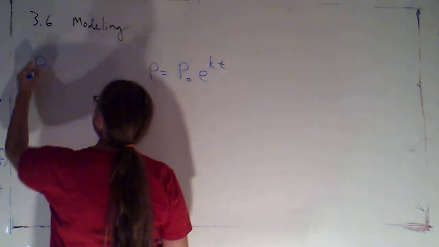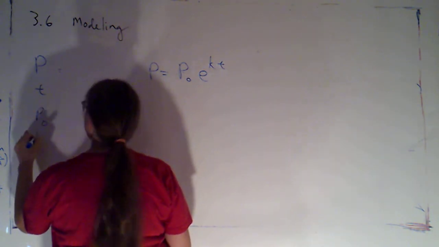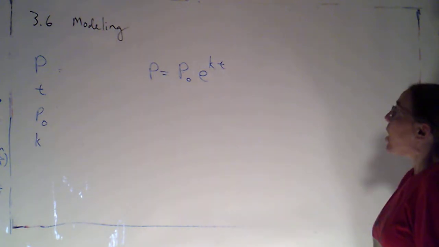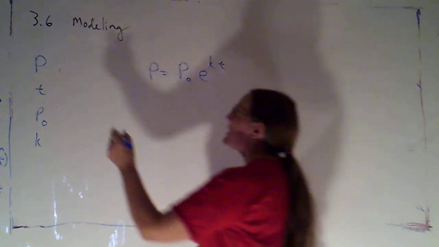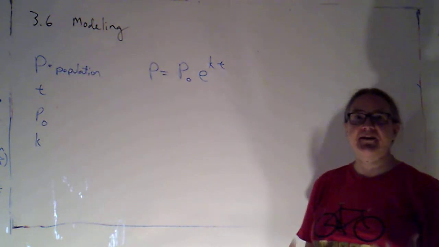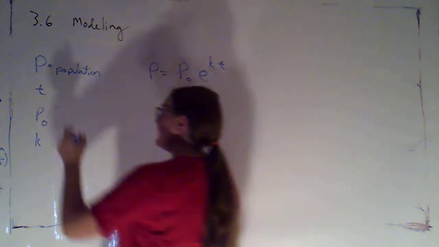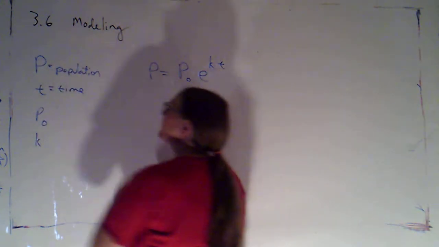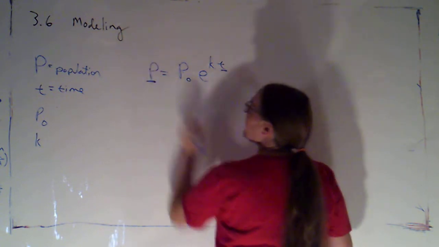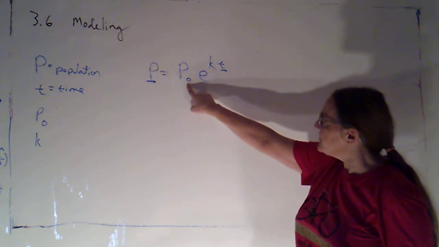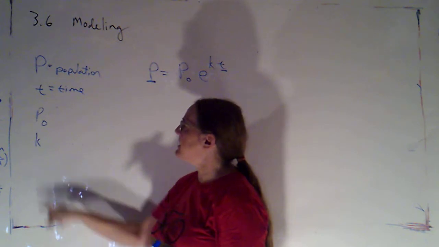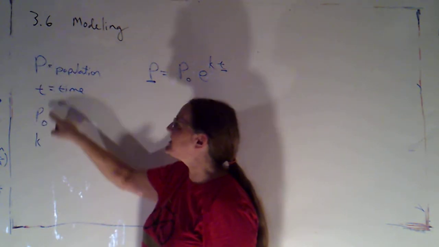So I basically have four letters here. I've got P and t and P naught and k. I suppose you could argue that e is a letter, but that's actually e, the number. Now, only two of these are honest to goodness variables. P is standing for my population, and that's going to be my output variable. That's what we call the dependent variable. It depends on t, which is time, and that's our input variable, also called our independent variable. So that's my input, and that's my output.